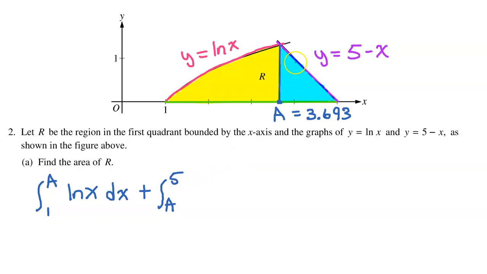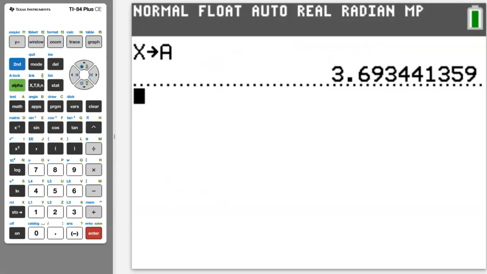And again, I'm thinking top function minus bottom function. So that is 5 minus x minus 0, but I don't need to write a minus 0. Now we can type this whole expression into the calculator to find the area. So let's see, the integral from 1 to A of natural log x comes first.